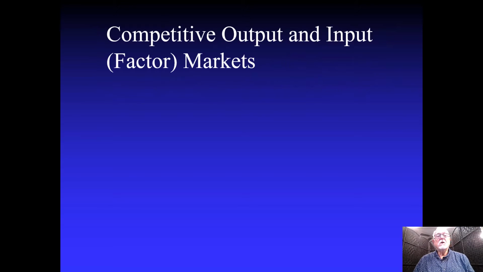So again, we're going to look at a competitive output. In other words, the product they're selling. Let's just stay with product, make it easier, rather than having to say goods and services every time. But we're also going to look at a competitive input or factor market.